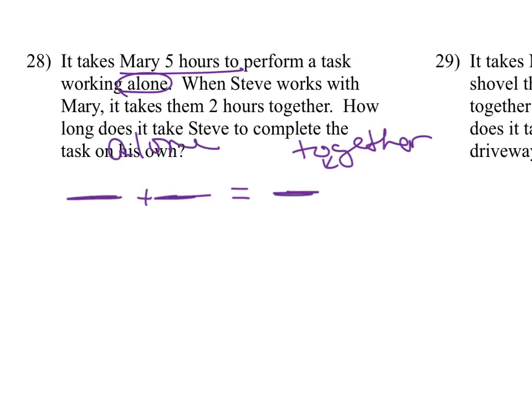So when Steve works with Mary, it takes them 2 hours together. So together we'll go here. Mary's alone, so it goes over here. How long does it take just Steve? Well, that's Steve alone, so that's going there. I don't know how long it takes Steve. That's it. So the common denominator should be 10x.